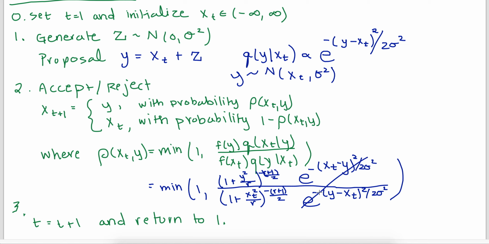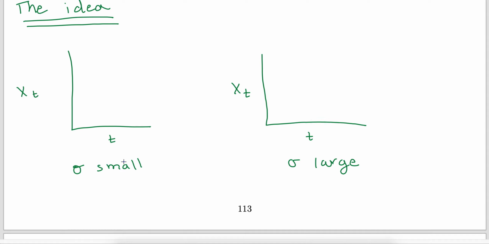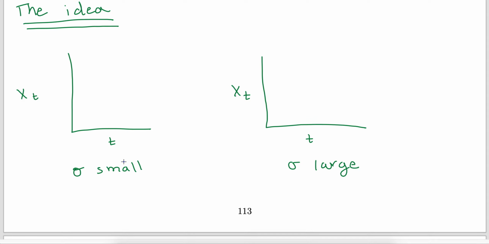So these cancel out in my proposals, and I just have this ratio of f of y over f of xt. That idea of, is my proposed value more likely versus my current position more likely? We'll store or update xt and return to step 1 and keep going with our chain. So, a quick idea of what's going on here before we look at the code and the output.